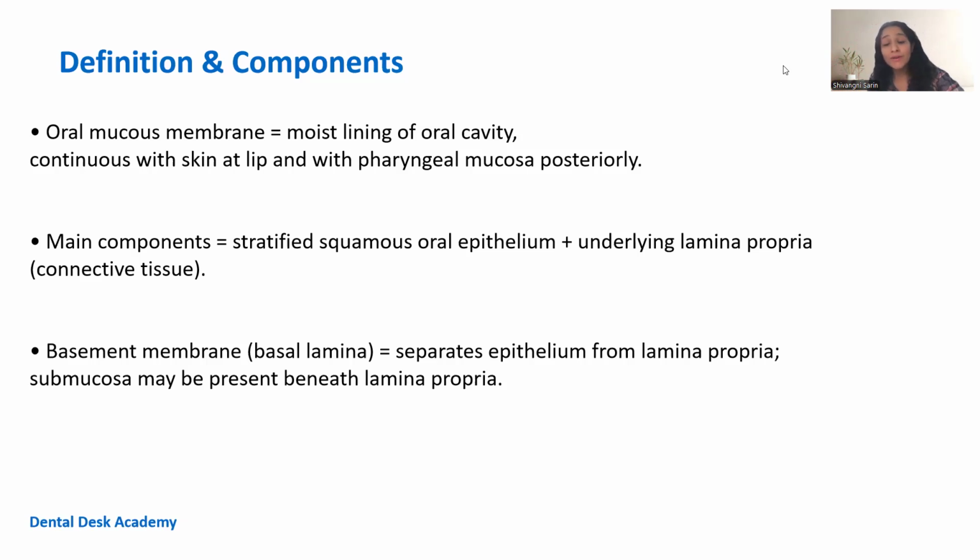Then we will be talking in detail about the basement membrane, because it is this basement membrane or the basal lamina which separates the overlying epithelium from the underlying connective tissue or lamina propria. The submucosa may be present beneath this lamina propria. So first you'll have epithelium, then you have a basal membrane, then you have the lamina propria or the connective tissue, and below this you can have submucosa.